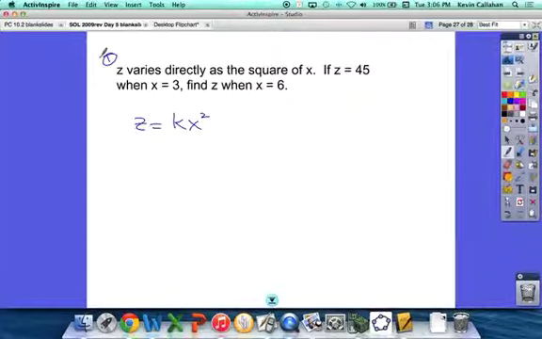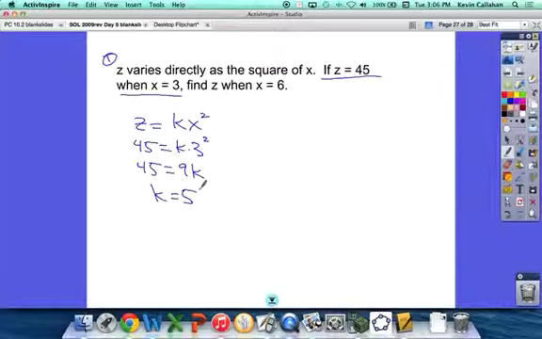Part two, they have to give you a point where you know the values of the variables so you can solve for the k. And they do, right? Z is 45 when x equals 3. So plug that in so you can solve for the k. 45 equals k times 3 squared. So 45 equals 9k. So k equals 5. So once you find the k, you update your variation. It's actually z equals 5x squared.